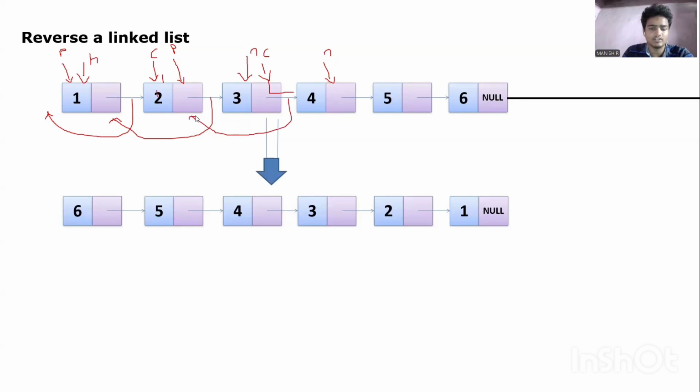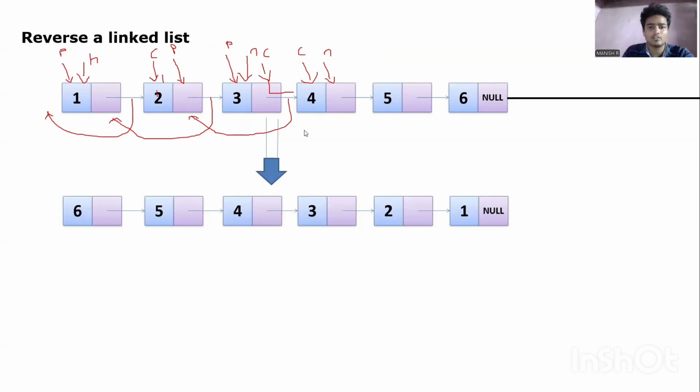So previous, that is here, this node, and we have to move the previous to the current. So previous will point here, previous is equal to current, and we have to move the current to the next, that is current is equal to next. So this will point here. So this loop will continue until the current is equal to null.